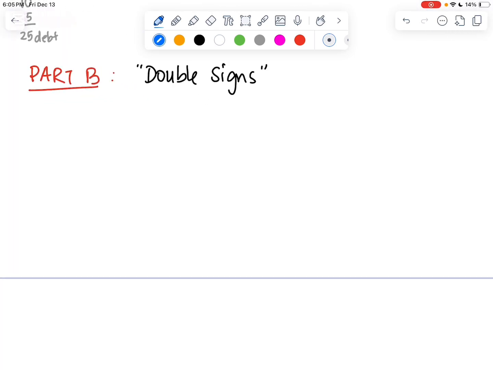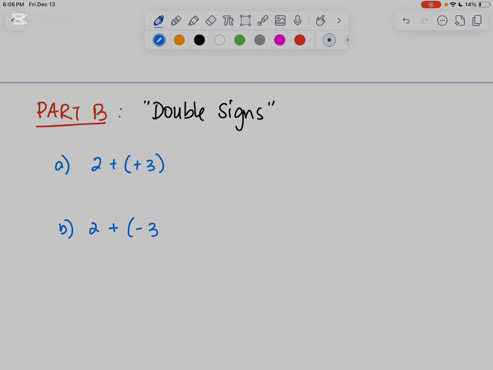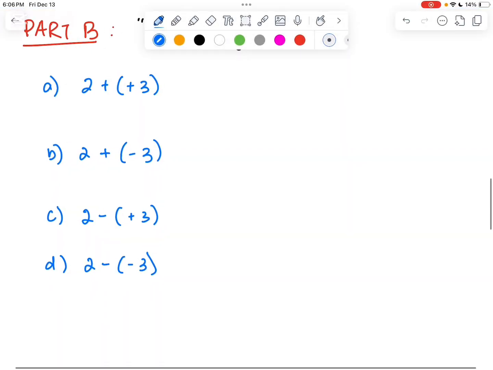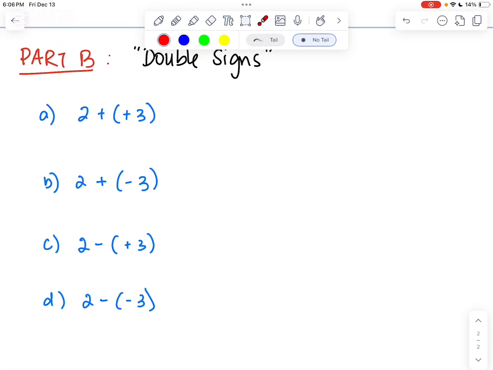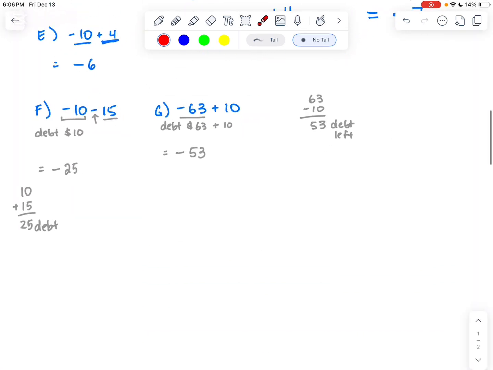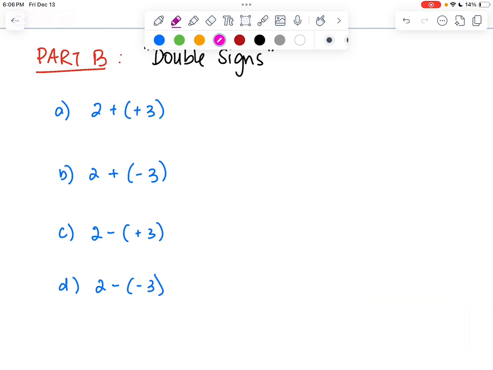So the kinds of questions I'm talking about would be questions like 2 plus bracket positive 3, so let's call this A, or maybe 2 plus minus 3. There are a lot of different ways to talk about these questions and how to do them. Here's how I like to do it. I like to come up with a rule where I can convert all of these questions into a part A kind of question. In other words, I want to get rid of what I call double signs.